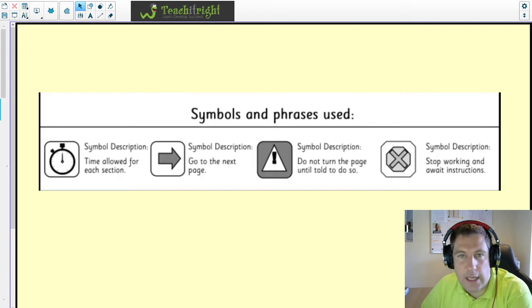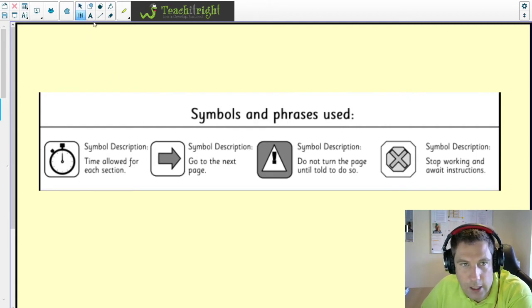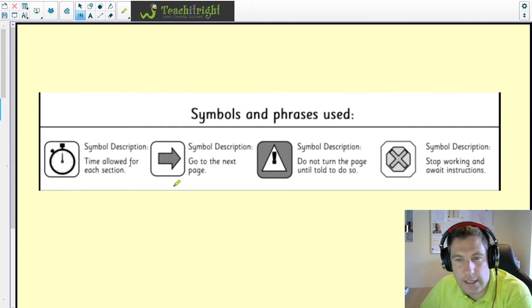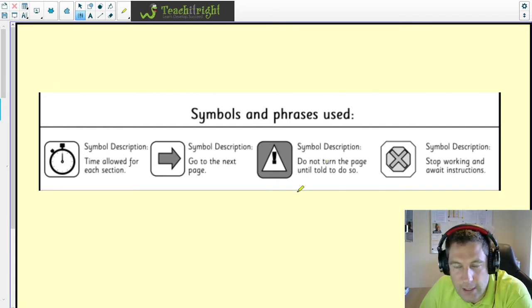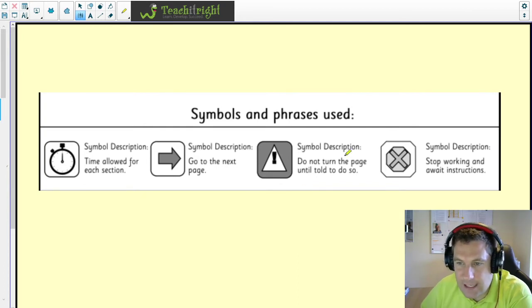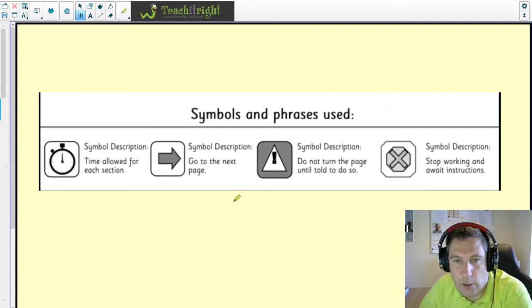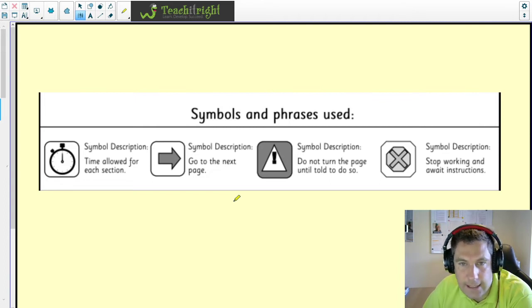These are the symbols that we talked about as well when you were doing your mock test, and these are quite important to recognise. You've got the timing symbol, so that tells you how long you've got for each section. You've got the arrow, which tells you to go to the next page. You've also got a warning sign here, and obviously don't turn the page until you're told to do so when you see that in your exams. And then this stop sign, which means to stop and await any further instruction. So please do look out for those symbols when you do take your test, and I'm sure they'll all be explained again to you on the day.